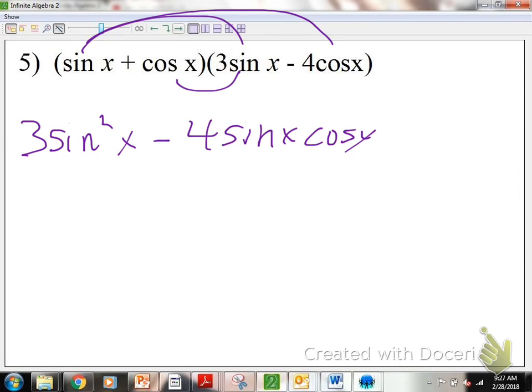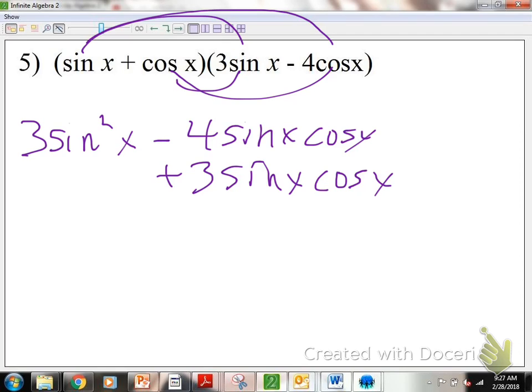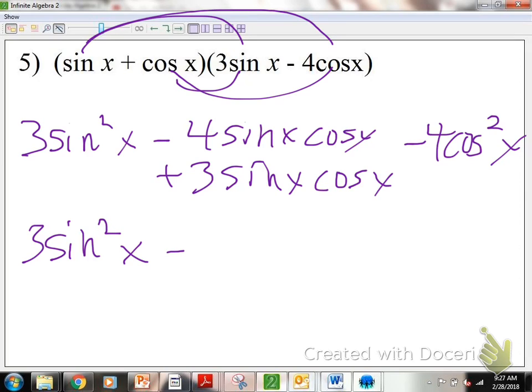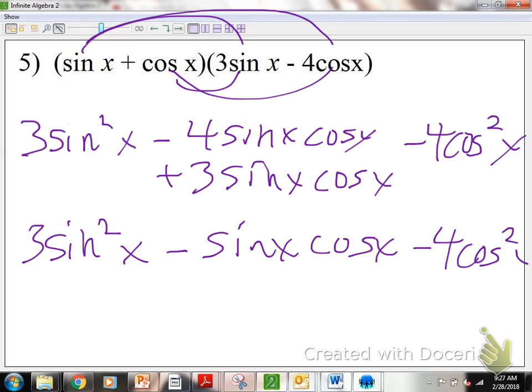Cosine x times 3 sine x is 3 sine x cosine x, or cosine x sine x. And then cosine x times negative 4 is negative 4 cosine squared of x. I wrote those over top of each other because I was running out of space, but also they're like terms that will be combined. So we get negative 1 sine x cosine x minus 4 cosine squared x.